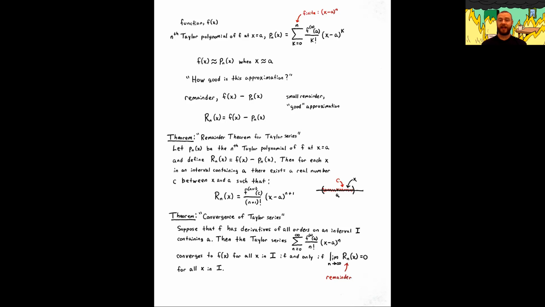So in other words, as we look at higher order terms from the Taylor series, if the remainder goes to 0 as the order of the terms goes to infinity, for all values of x, then the function and Taylor series are the same. In other words, the Taylor series converges to the function.